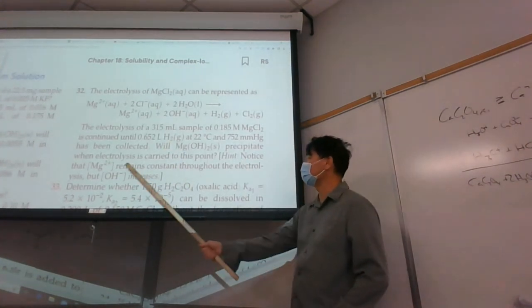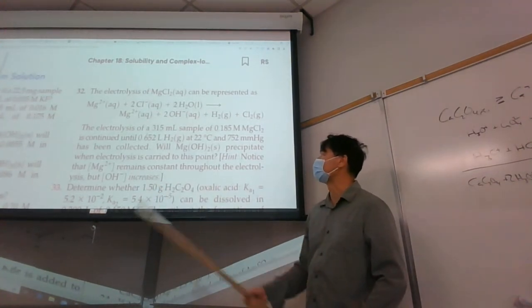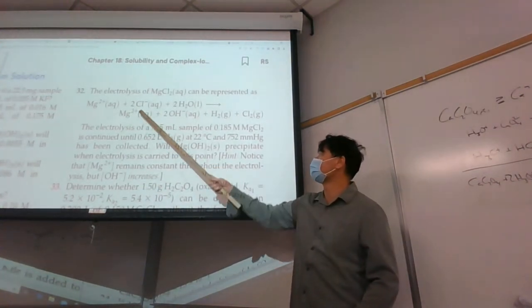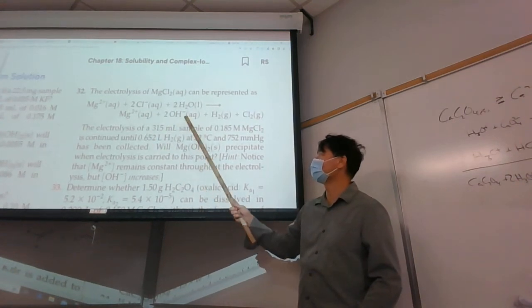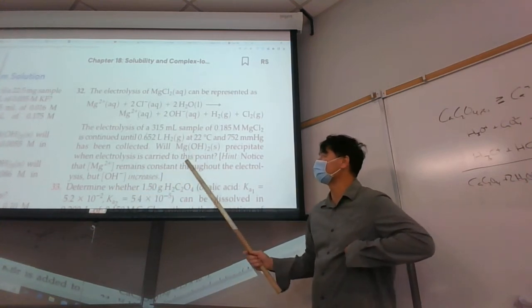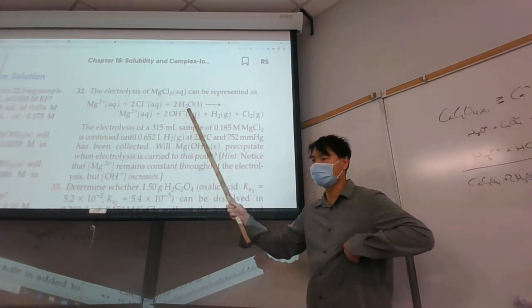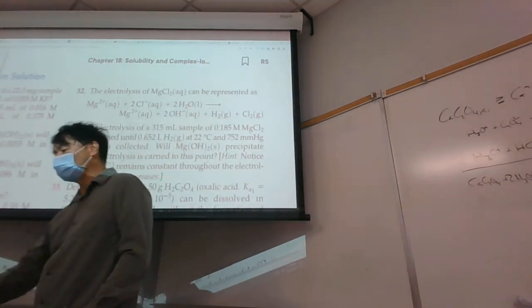And notice that the magnesium 2 concentration remains constant throughout the electrolysis, but hydroxide increases. So the magnesium 2 concentration is constant, but the hydroxide's concentration increases. So we've got to figure out what the hydroxide concentration is in this case, and then determine will it precipitate. And we get the hydroxide concentration from stoichiometry. So that would be like another level here.